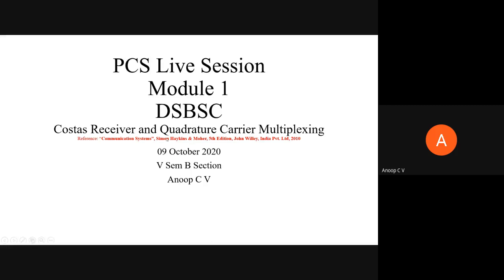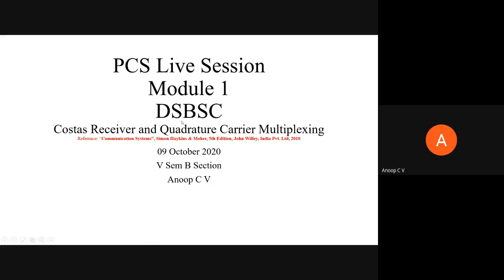A Costas receiver, and one way of multiplexing two different signals. I hope you know what multiplexing is. Multiplexing is nothing but transmitting different signals over the same channel, right? So how can we use the concept of coherent detection, or can we exploit the quadrature null effect to multiplex two different signals within a channel of bandwidth, say W? That is what quadrature multiplexing is.